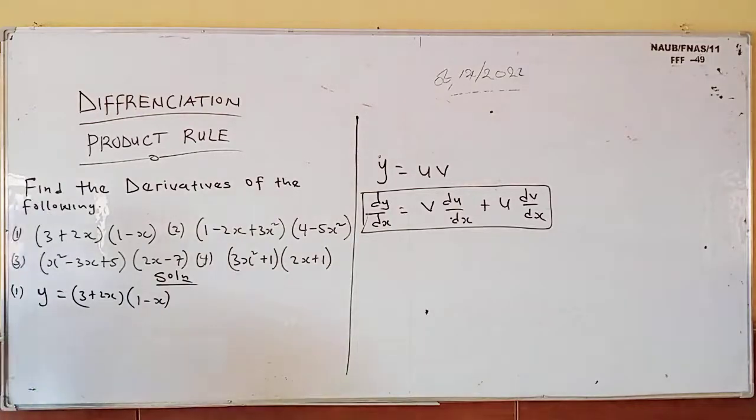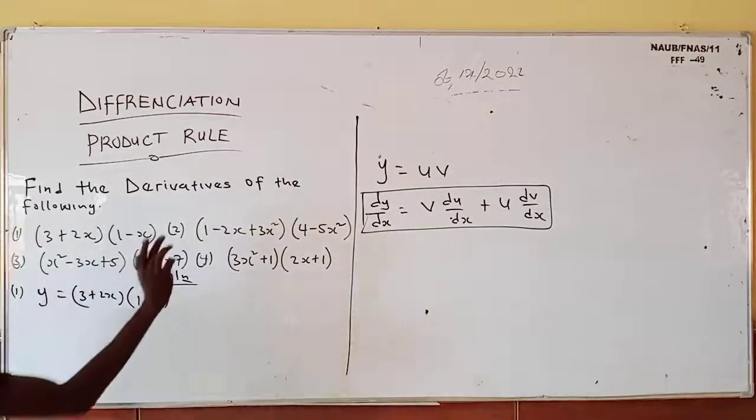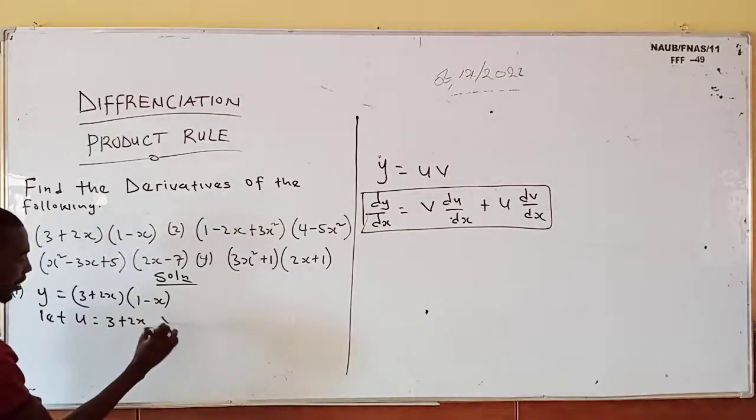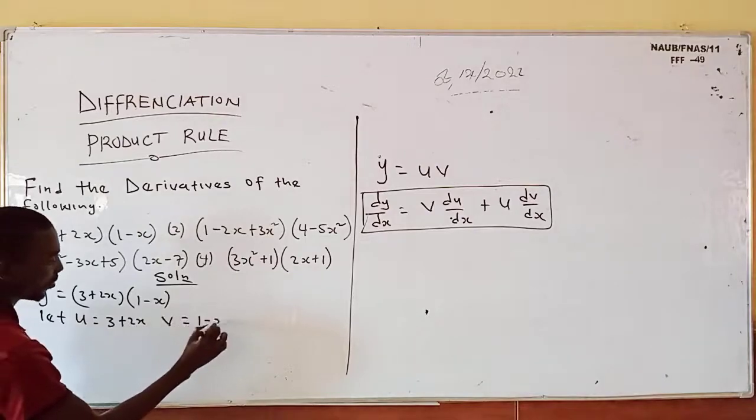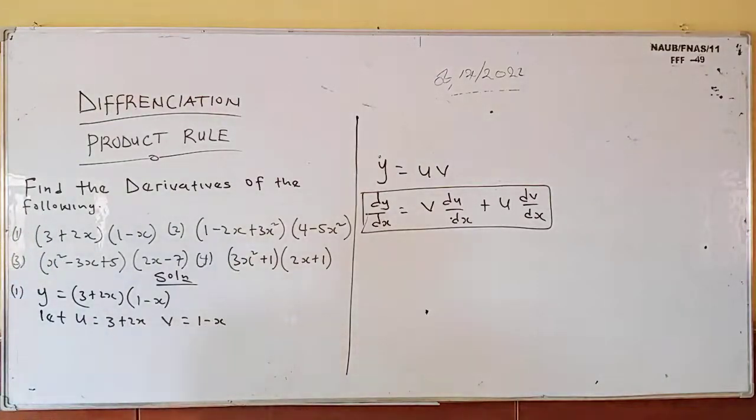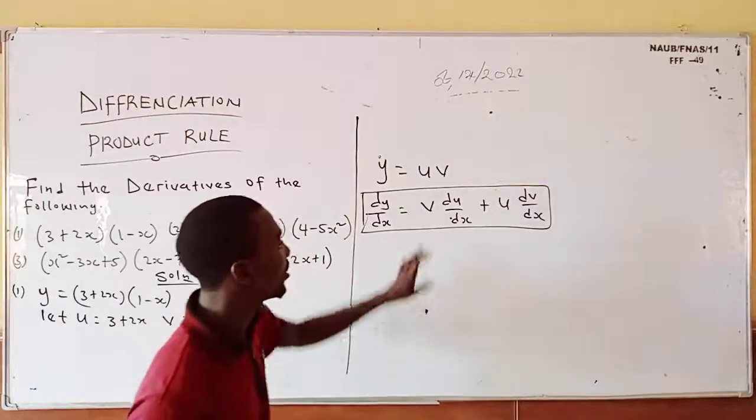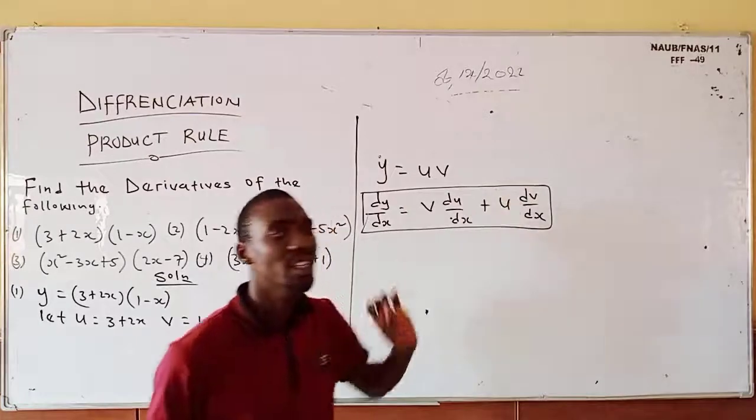So let's go step by step how we are going to do this. For this question number 1, the first thing you are going to do is say let u, you know we have u and v there. So let u be equal to 3 plus 2s, and v equals 1 minus s. Then the next thing, from our question we have our u and we have our v. So we need du/ds, we need dv/ds.